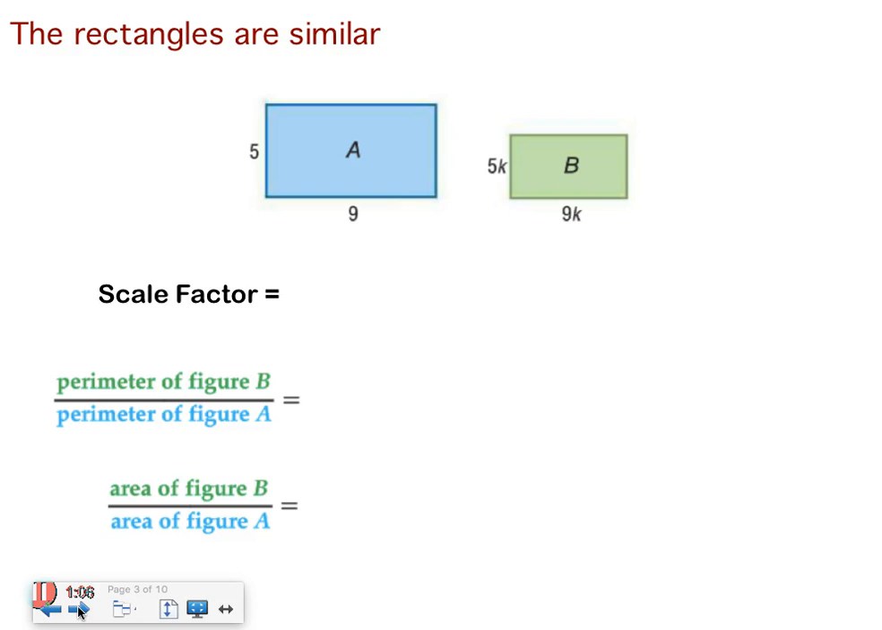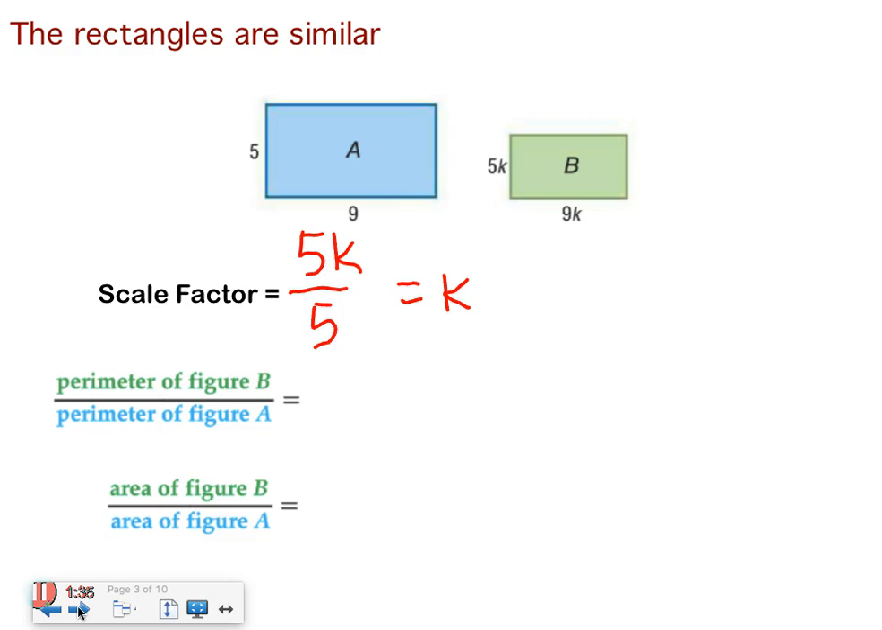Okay, so we have this little first thing here. Pop open your notes. So it says, let's find our scale factor. Let's put figure B over A. So, who wants to get a scale factor? 5 over 5? Can we reduce that? Yeah. Right, the 5's cancel, don't they? Yeah. So we get, okay.